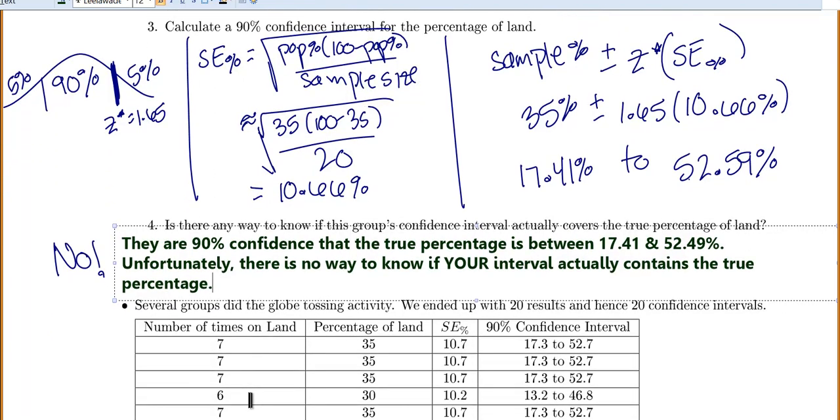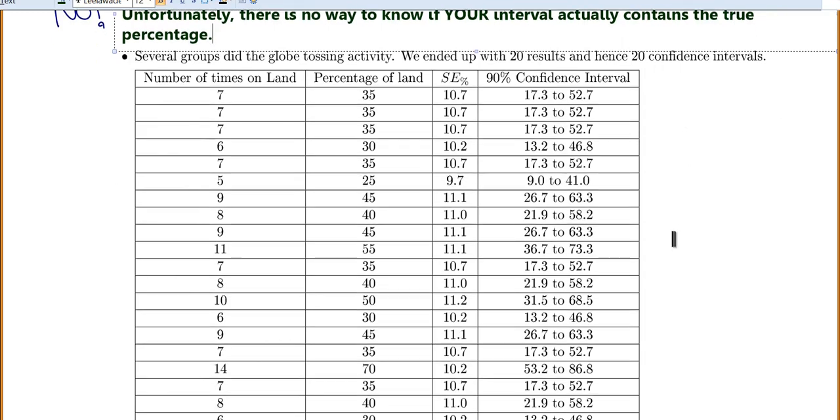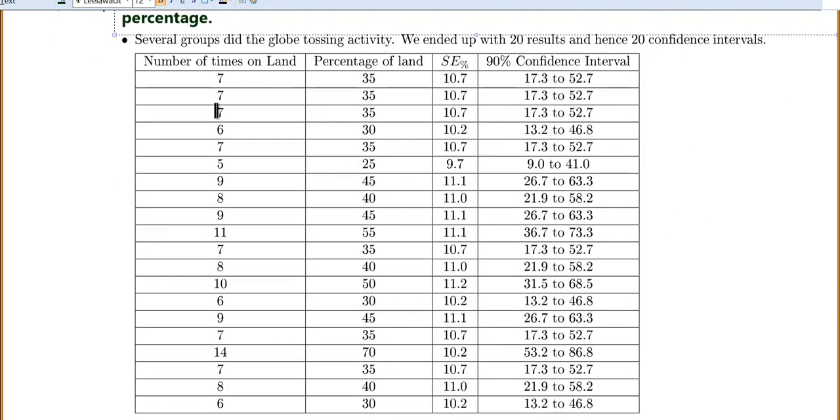So several groups did the globe tossing activity, and we ended up with 20 results and hence 20 confidence intervals. So they each tossed it 20 times. Here's the number of times it landed on land. So like 7, 6, 7, 5, 11, 10, etc. And so then they calculated the percentage of land. Some people had 35%, 25%. Some people were all the way up to 70%.